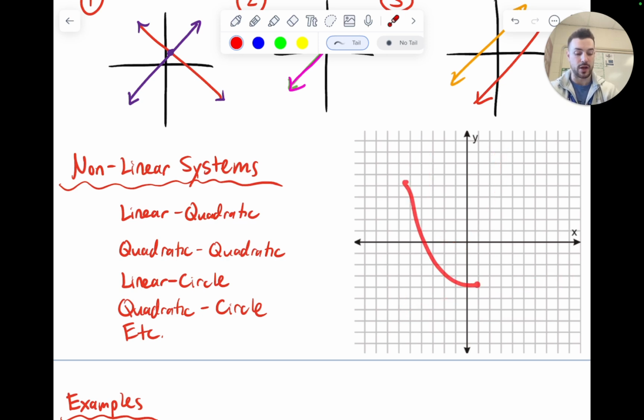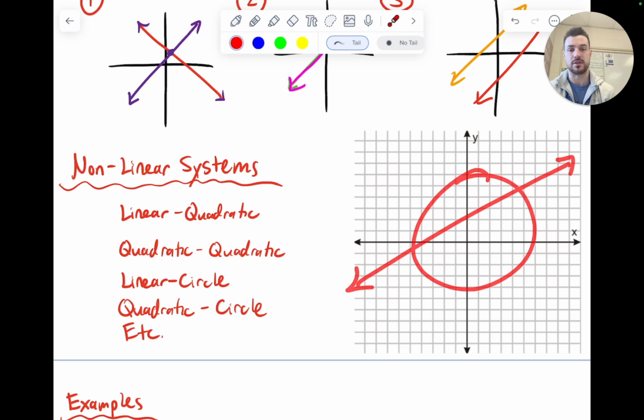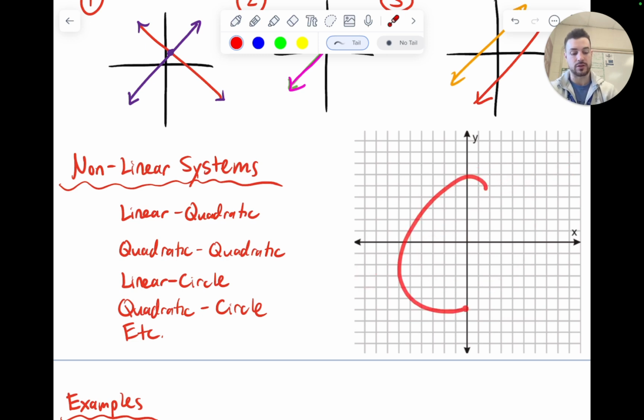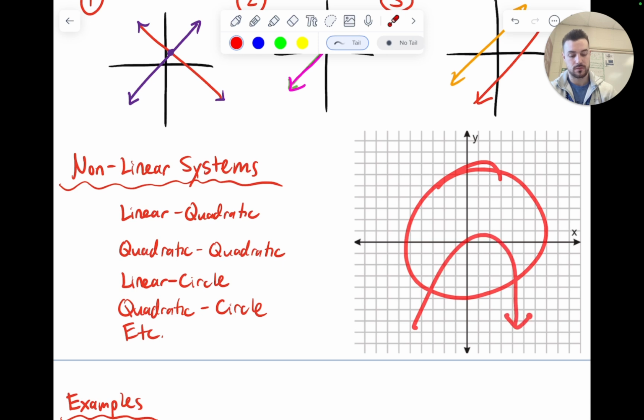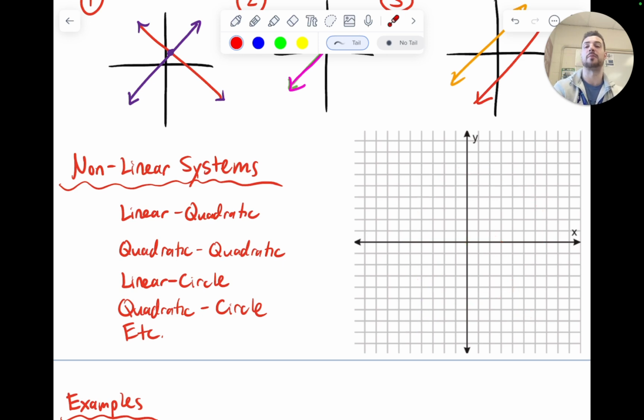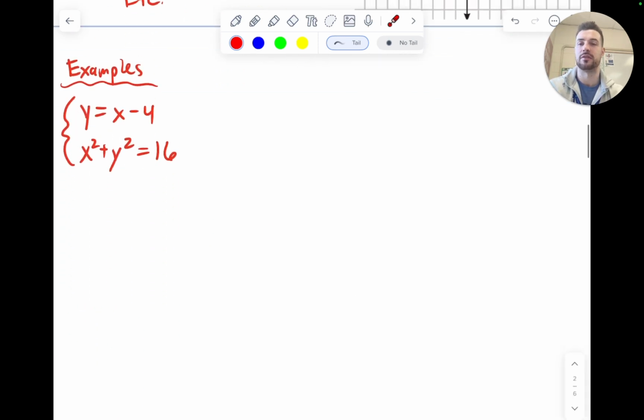We have quadratic systems. We have linear-circle systems. And then we could also have quadratic-circle systems, which have a lot of different solutions. There are lots of different options we could have here, but we are primarily going to take a look at these first three. All right, so let's dive right in.